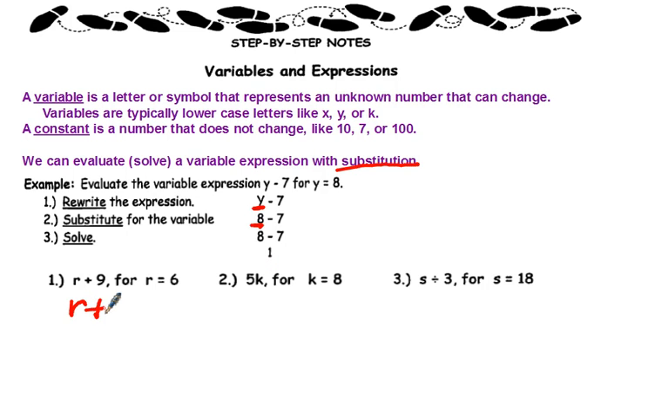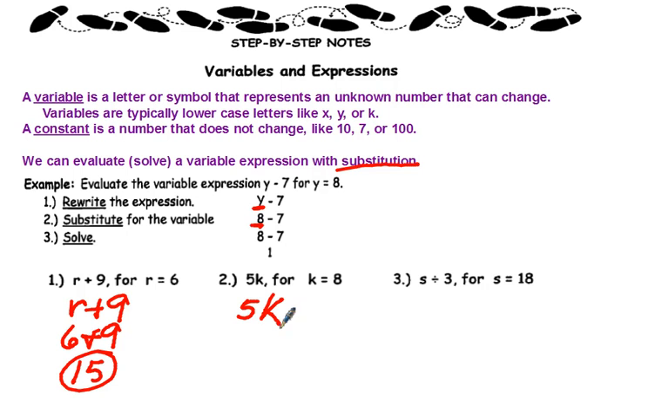r plus 9 for r equals 6. So we're going to take out the r and put in the 6. 6 plus 9 is 15. Step 3 is to solve. So the only thing that changed was to take the r out, put the 6 in.